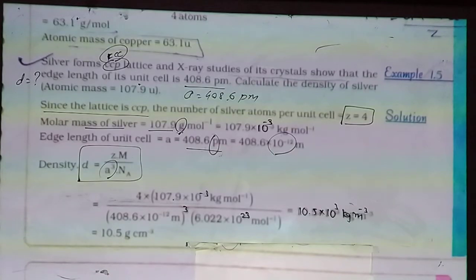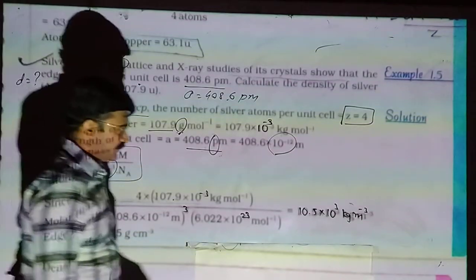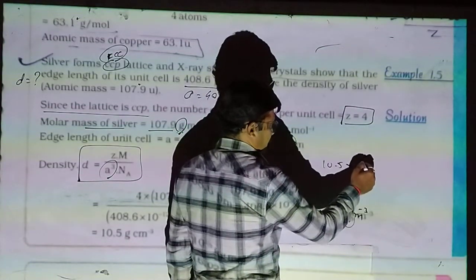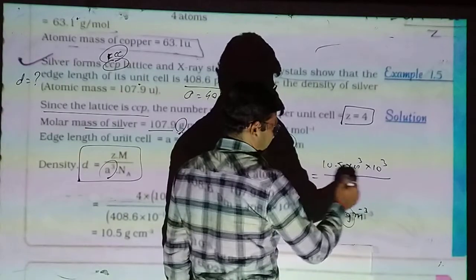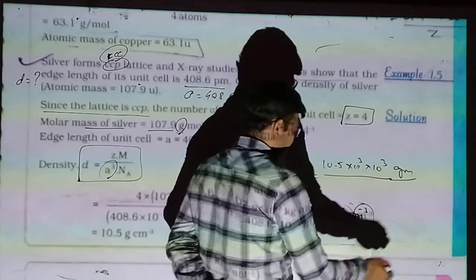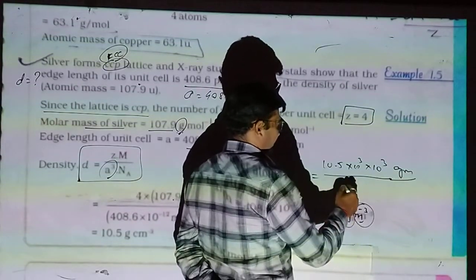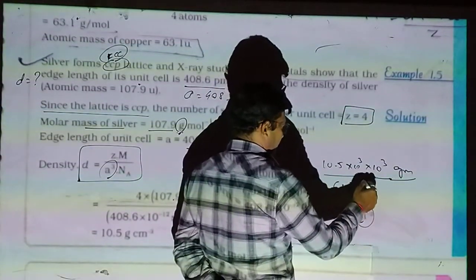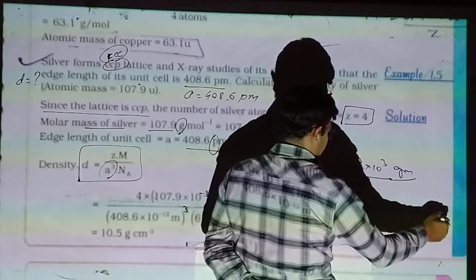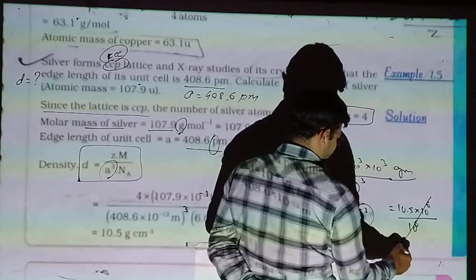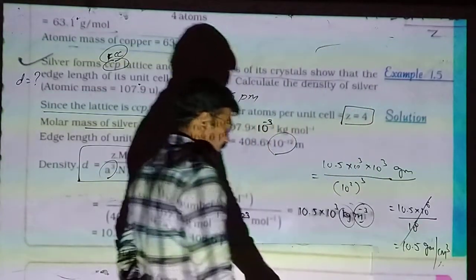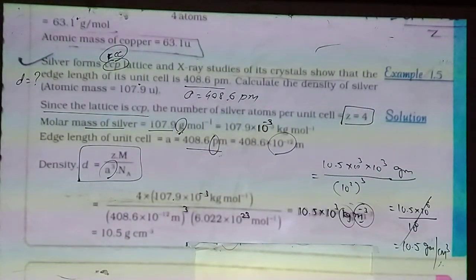For getting it in CGS, gram, we have to convert kilogram into gram, so we multiply by 1000, so it will be in gram. Then meter cube into centimeter cube, so 10 raised to 2, all raised to cube. So 10.5 into 10 raised to 6 upon 10 raised to 6, it will cancel. So 10.5 gram per centimeter cube is our answer.